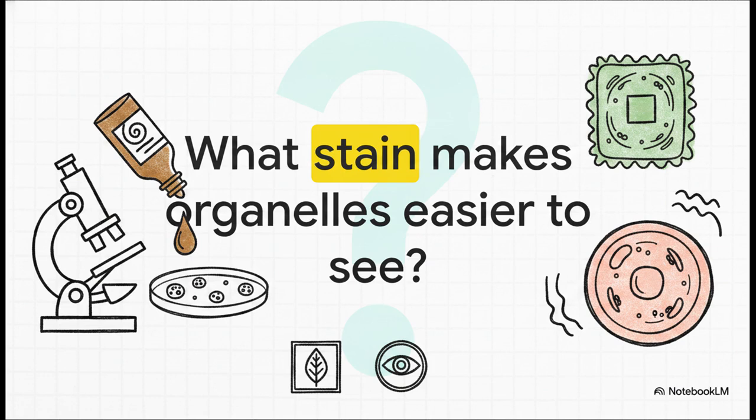Moving right along, question 3. What stain makes organelles easier to see? That would be our contrast booster, the iodine stain. Question 4. How do animal and plant cells look different? Remember, plant cells are rectangular and rigid because of those cell walls, while animal cells are rounder, flexible, and sort of irregular because they only have a membrane.